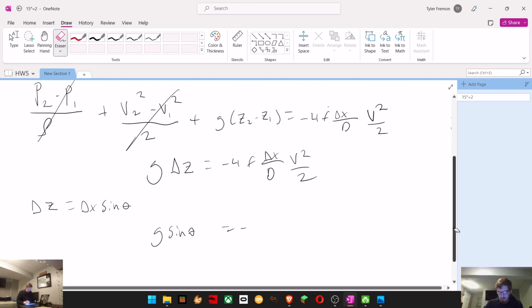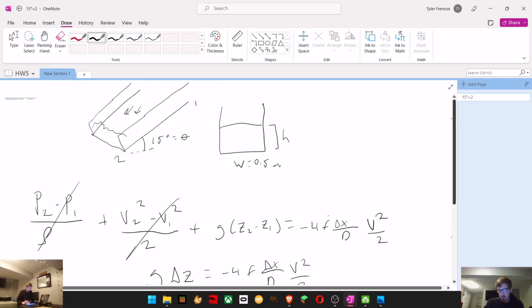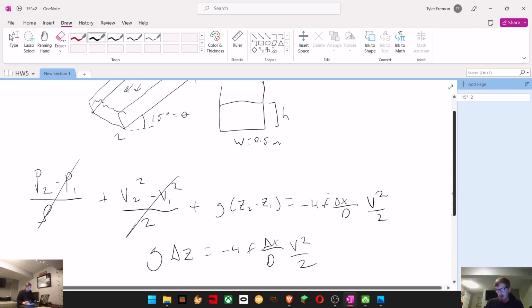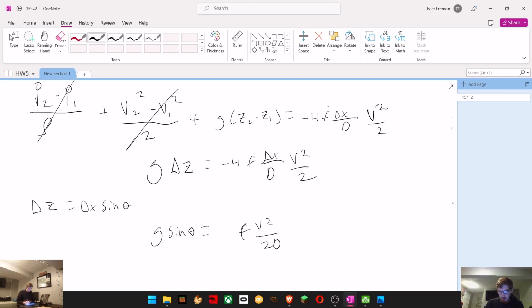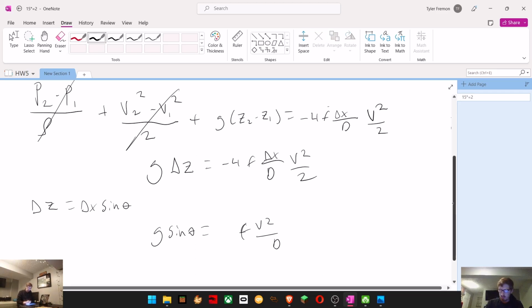So we have g sine theta equal to negative 4f v squared over 2d. Because the slope is negative, since we're going downhill, the difference in height is negative, z2 minus z1. So that will cancel out with the negative sign here. We're left with 4f v squared over 2d. And then the 4 and the 2 divide, and you're left with 2. Let me rewrite it. We have 2f v squared over d.